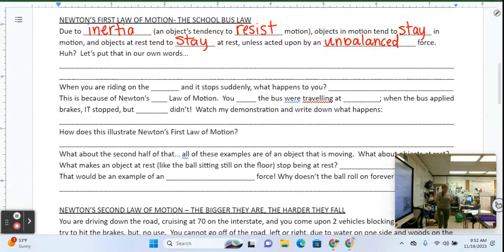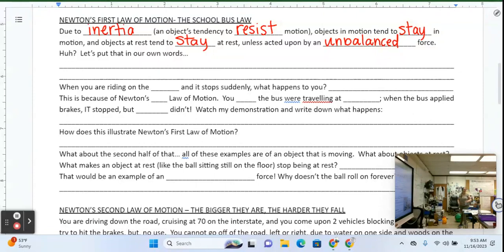So why do I call this the school bus law? This is the school bus. This is you. Can this be seen? Yes. Okay. All right. So, school bus, you. You're riding along in the school bus. School bus stops. What happens to you? Right. You keep going.